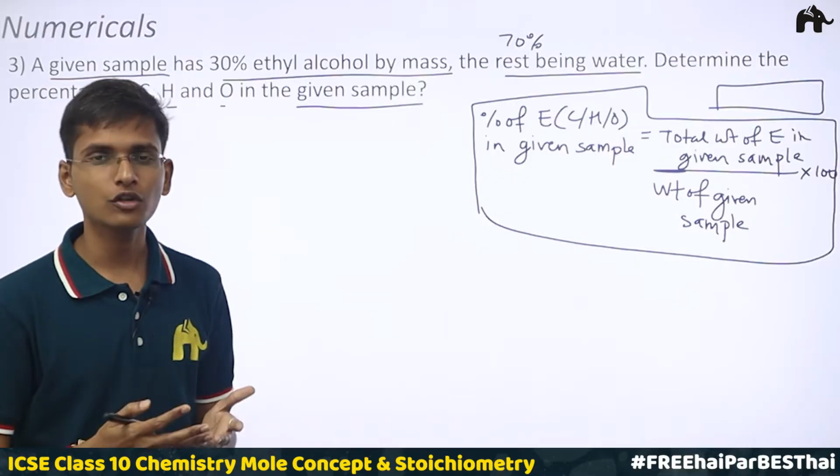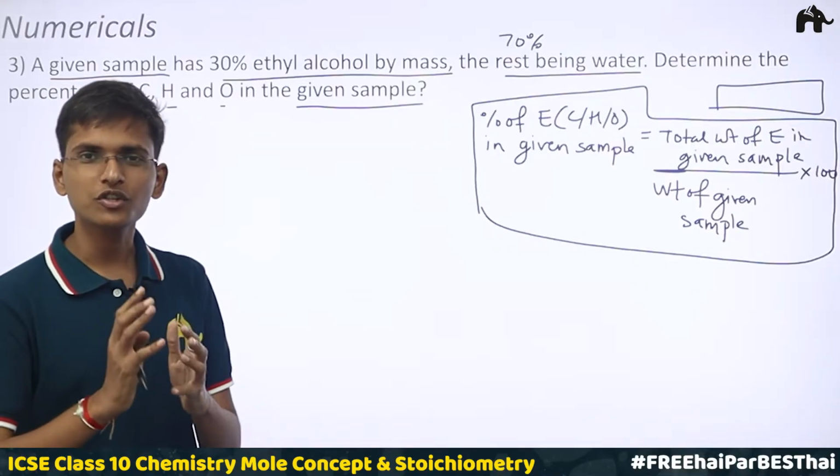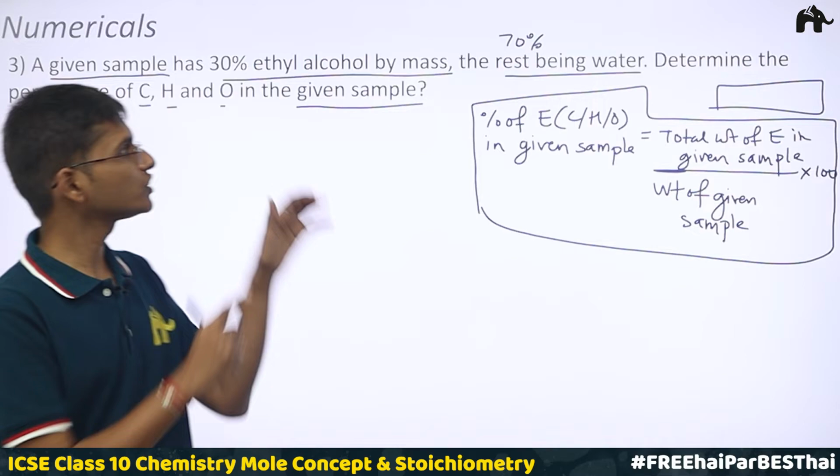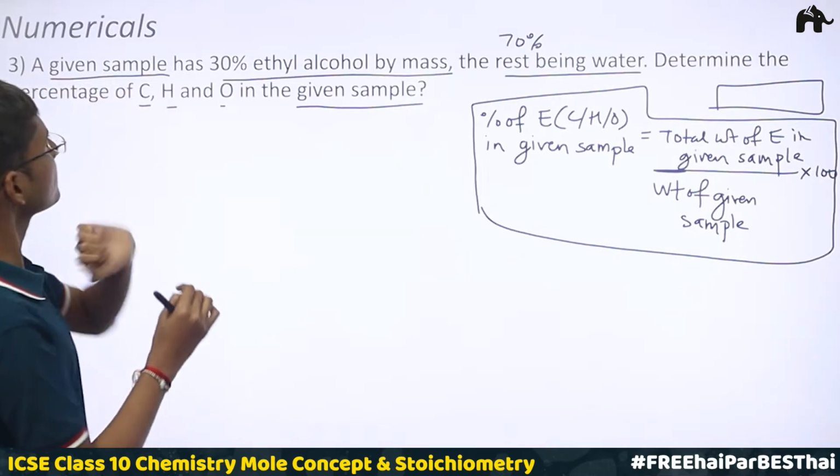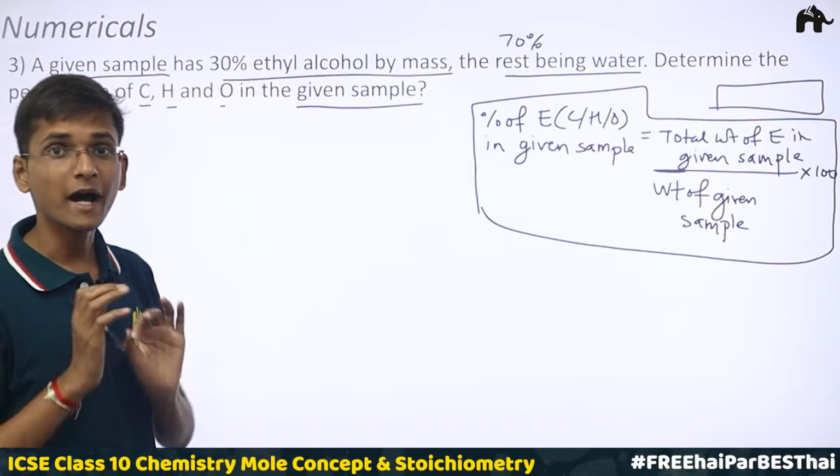Now we have to figure out on our own. But there is always a hint in the question to reach the solution. Always. You have to just read the question carefully. See, the first sentence is the hint. What they are saying: in this given sample, 30% is ethyl alcohol by mass.